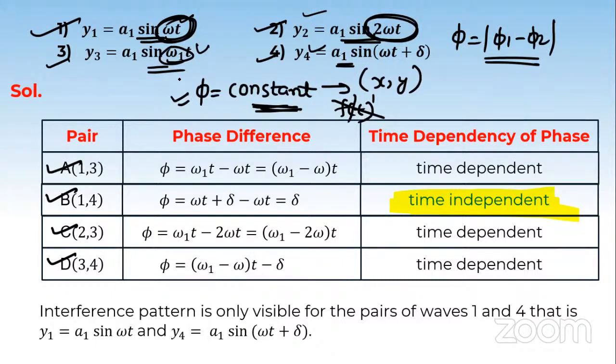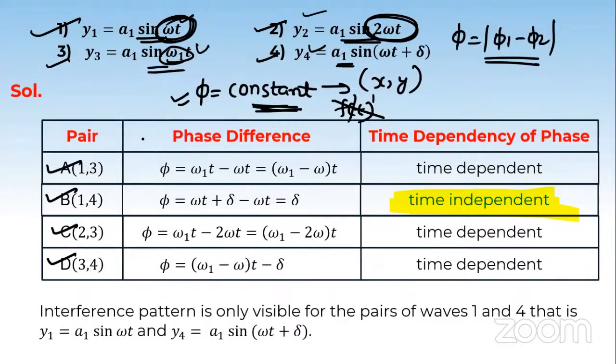So first we'll make the chart of the pair of waves as given in the question, and then we'll see the phase differences. If the phase difference comes out to be not a function of time, that is, independent, then we'll comment that this will be coherent. It will show interference.